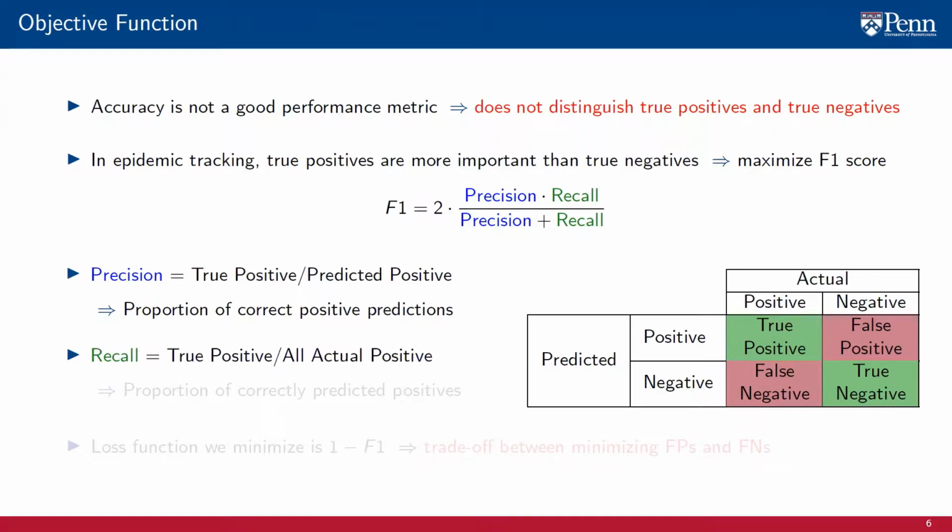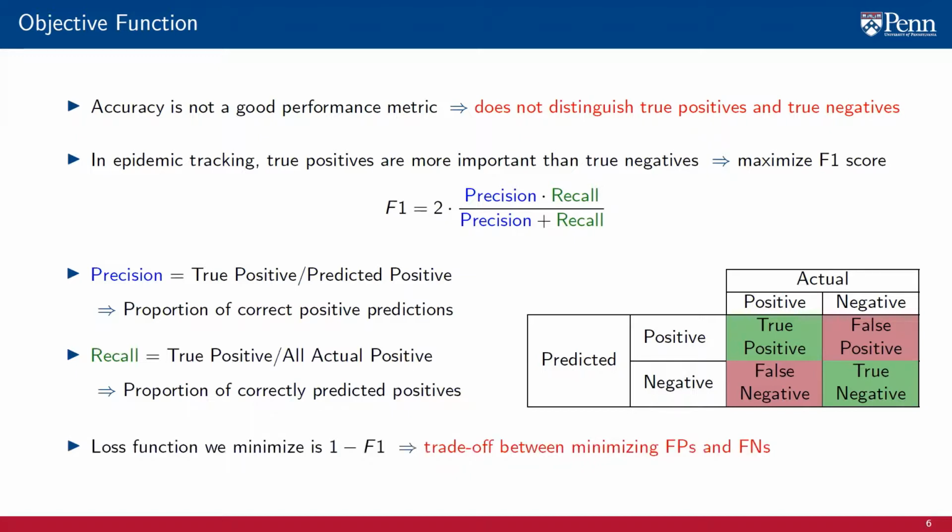Recall measures the proportion of students that were correctly predicted as infected to all of those that are actually infected. As we can see in the chart, this corresponds to true positives divided by all actual positives. In other words, a high recall means the model is good at predicting infections. That is, it produces little false negatives. Having a high recall means that we are not missing many infections. Therefore, the loss function that we choose to minimize is 1 minus the F1 score. This maximizes the F1 score, which provides a better trade-off between false positives and false negatives than the cross-entropy loss.